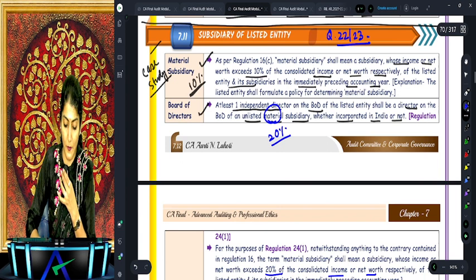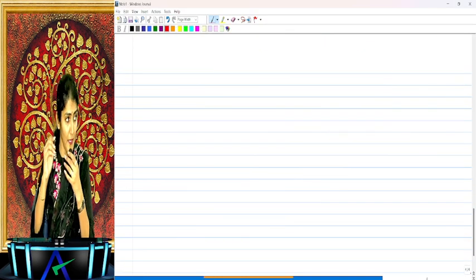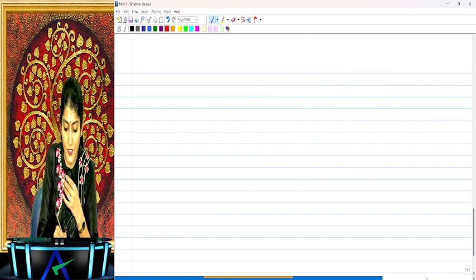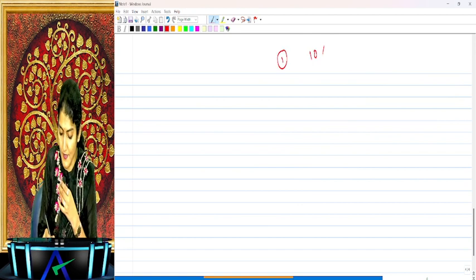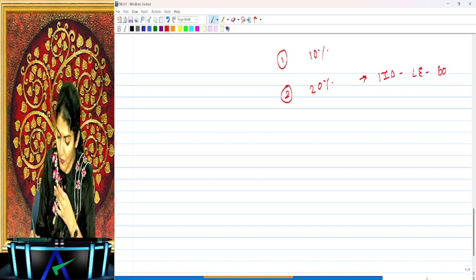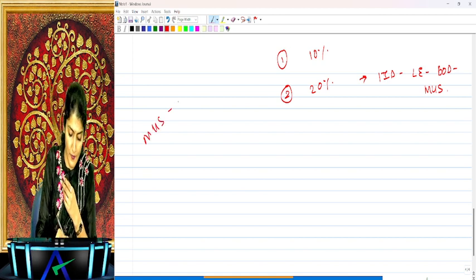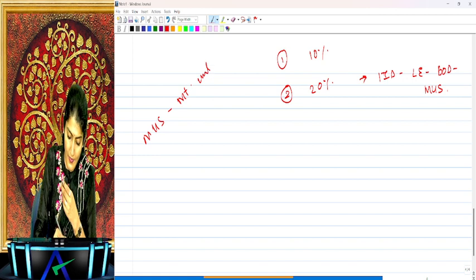Anyways, we are talking about the subsidiary of the listed entity. Are you all with me? So one, we studied 10% and 20%, and second, in the 20% case, what needs to be done? One independent director of the listed entity should also be on the board of the material unlisted subsidiary. What is MUS? Material unlisted subsidiary. Are you understanding that?